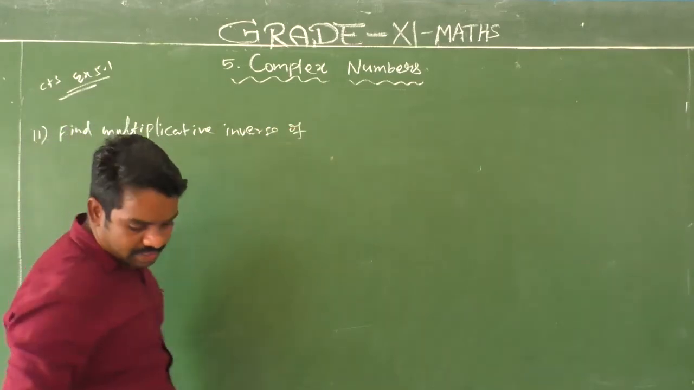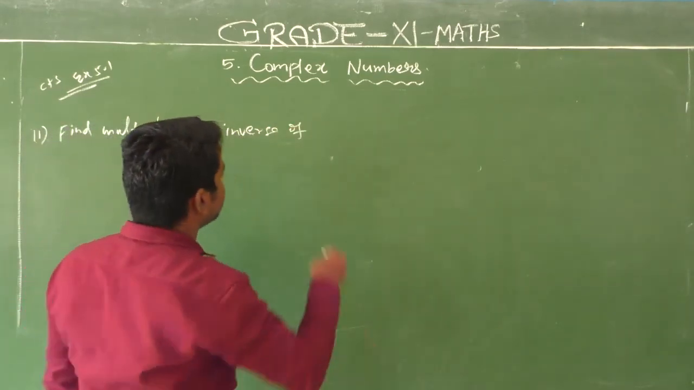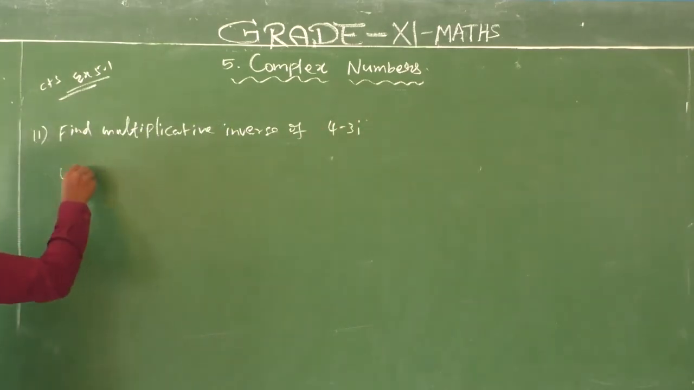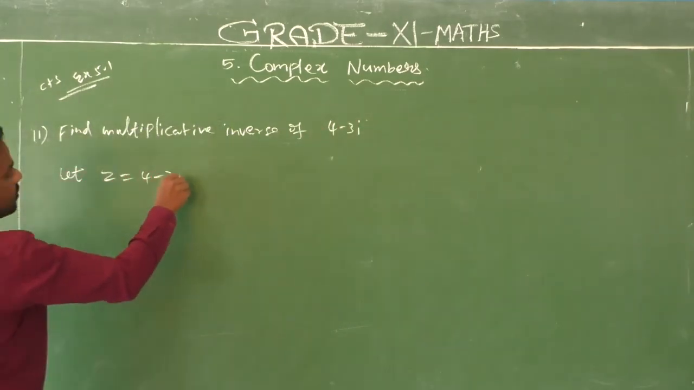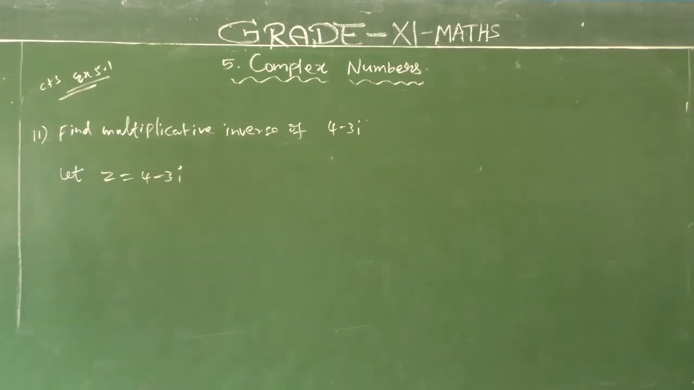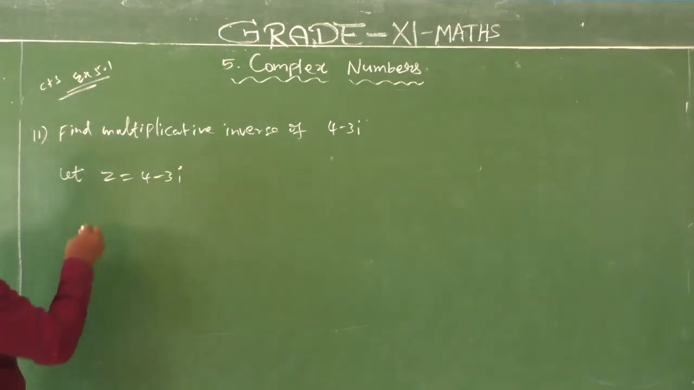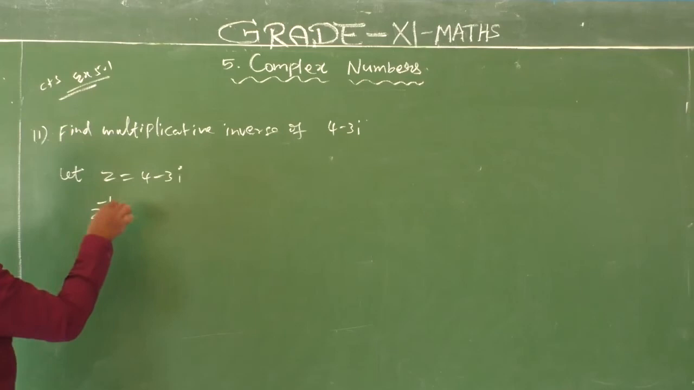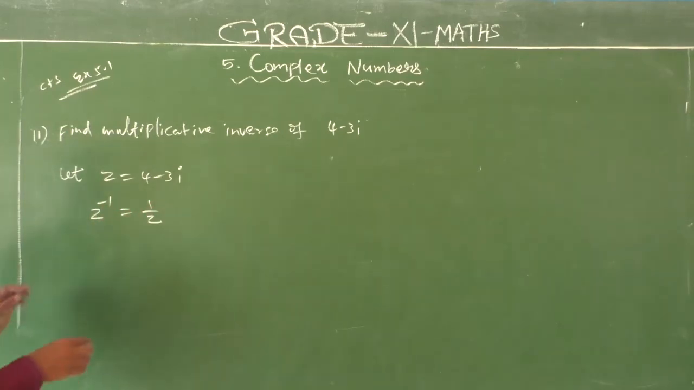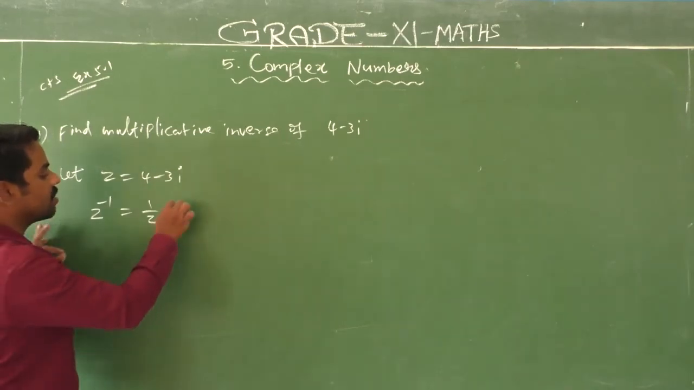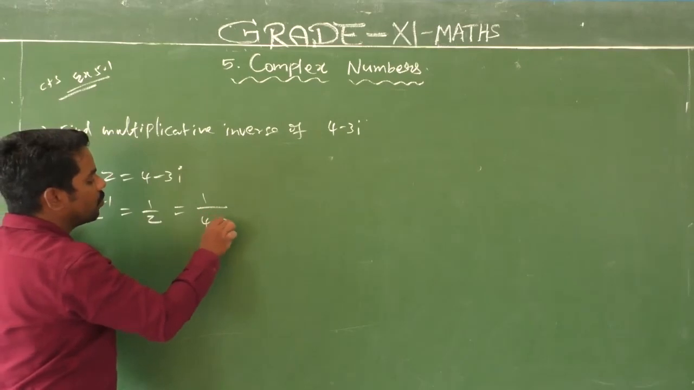Inverse of the first one, 4 minus 3i. Let z equal 4 minus 3i. Then the multiplicative inverse of z is z inverse, that is 1 by z. So 1 by z is equal to 1 by 4 minus 3i.